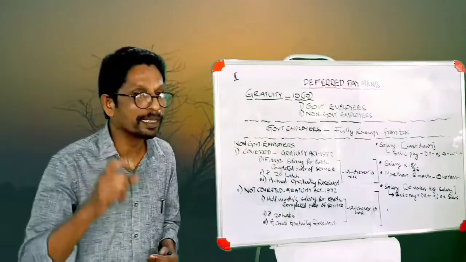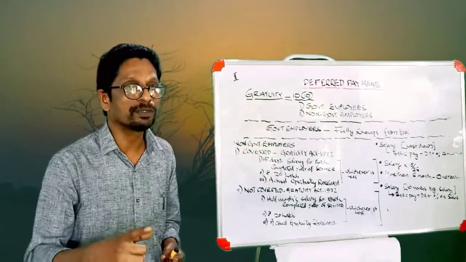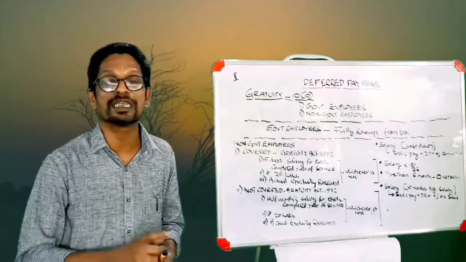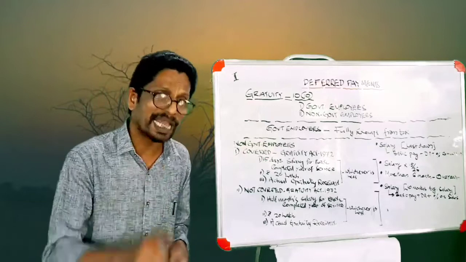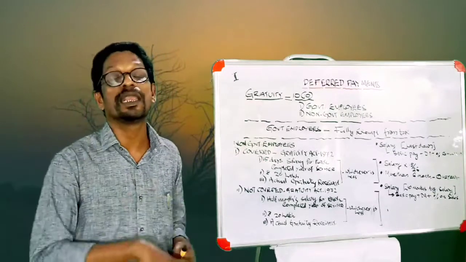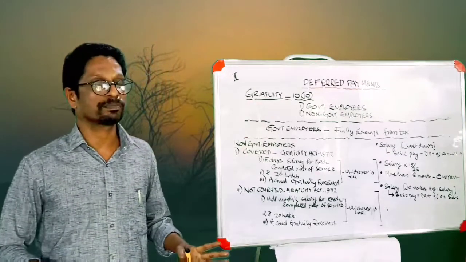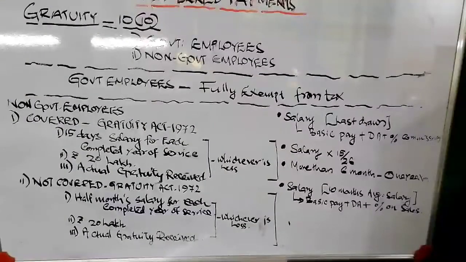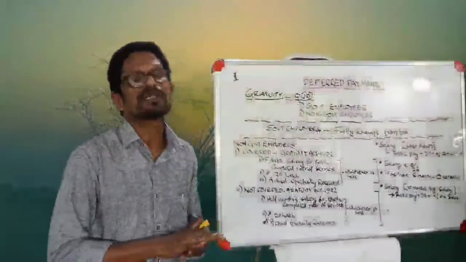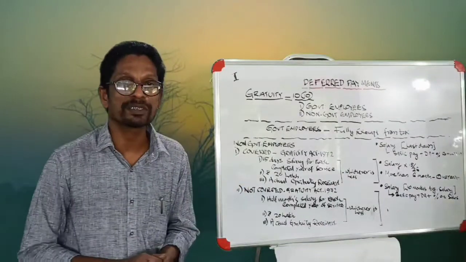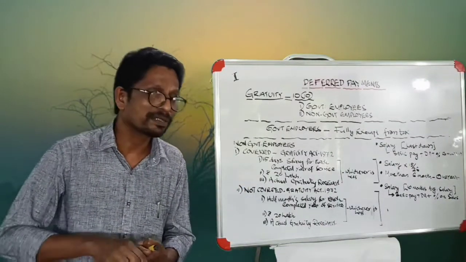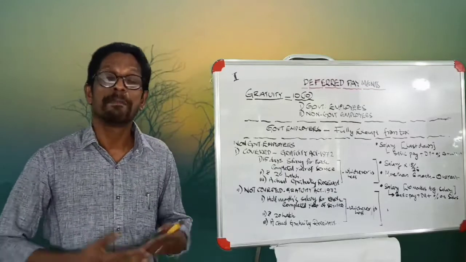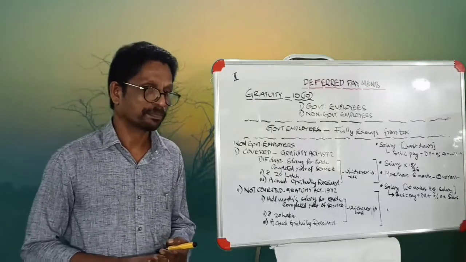Okay. So regarding government employees, the death or retirement gratuity received by the government employees and local body people is fully exempted from tax. You understand now? Okay. Now we are discussing the non-government employees. Before discussing the non-government employees, we are discussing some acts related to the payment of gratuity.